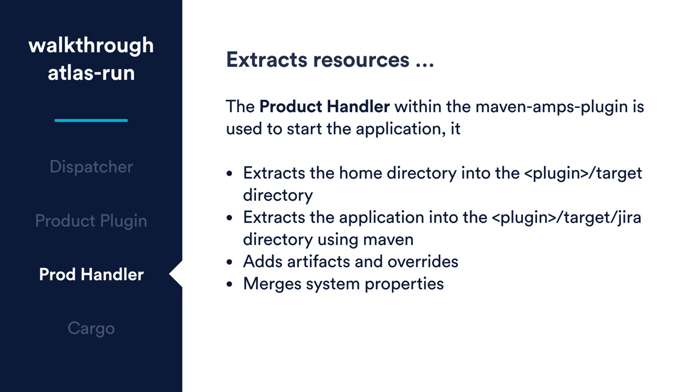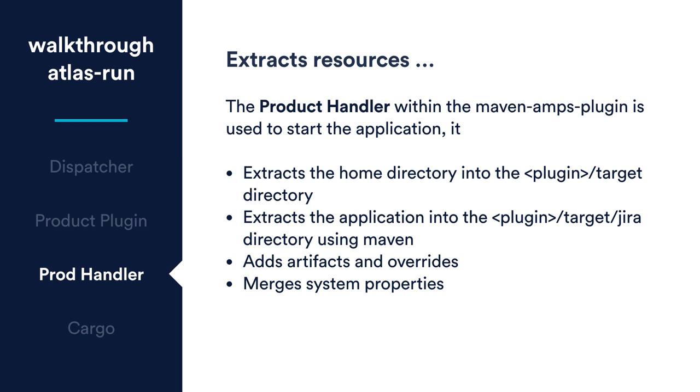The product handler is part of the Maven AMPS plugin. It's used to start the product. It extracts the home directory into the target directory within the app working directory. The home directory artifact is specified by the product handler. For example, the Jira product handler specifies the Jira plugin test resources artifact in Atlassian's public Maven repository.